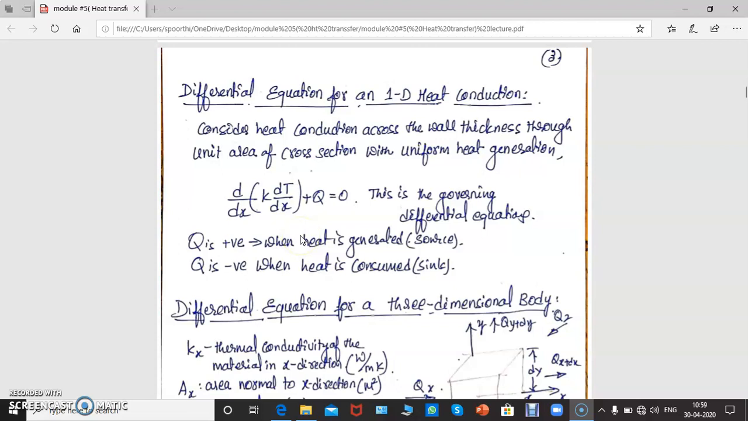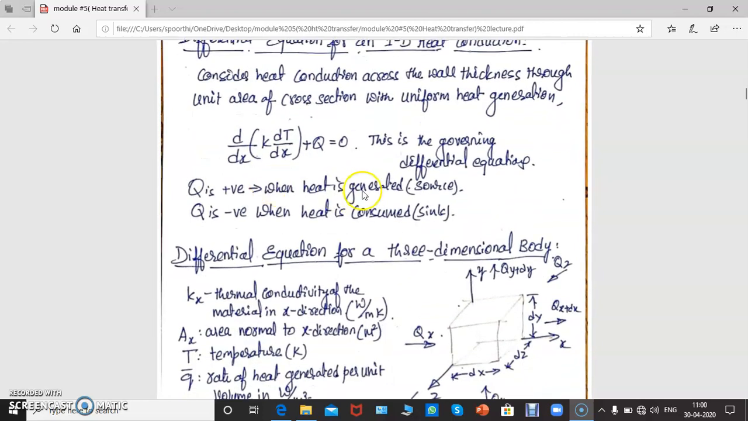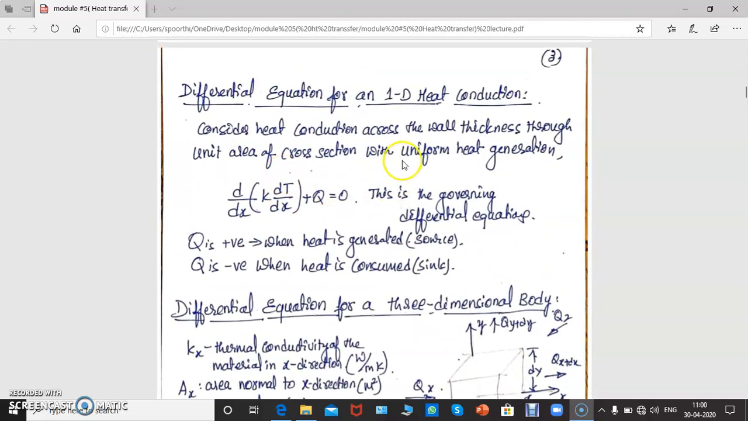Now, let me just revise some equations which are very much required to solve problems on heat transfer. Now, the differential equation for a 1D heat conduction. This is the equation that we will be using if you take one dimensional heat conduction. This is the equation that we get: d by dx of k dT by dx plus q equal to 0. This is the governing differential equation.